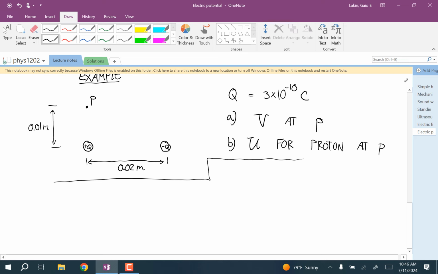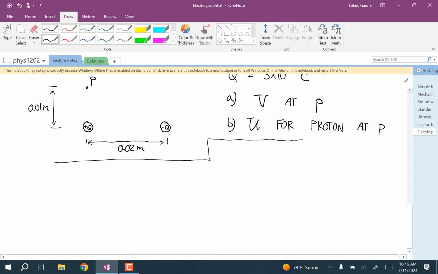We did something similar to this in calculating the electric field vector at a point P. We're going to calculate the electric potential due to the positive Q charge. Then we're going to calculate the electric potential due to the negative Q charge, and then we're just going to add them up to get the total electric potential.